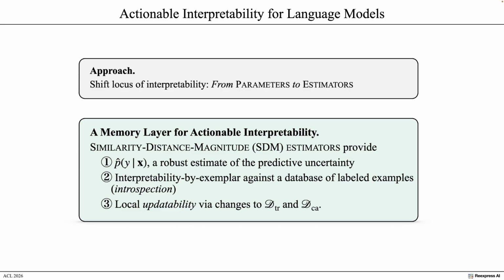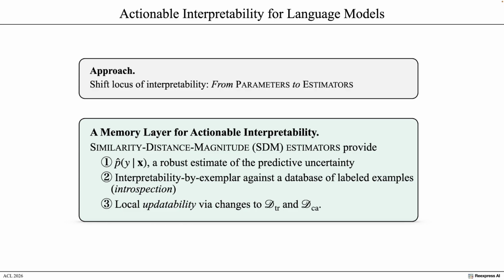At a high level, our solution is going to be to shift the locus of interpretability from the parameters to interpretability of the estimator of the predictive uncertainty. To achieve this, we introduce a new activation function that will serve as a memory layer over neural networks, and from this we can construct a robust estimator of the predictive uncertainty.